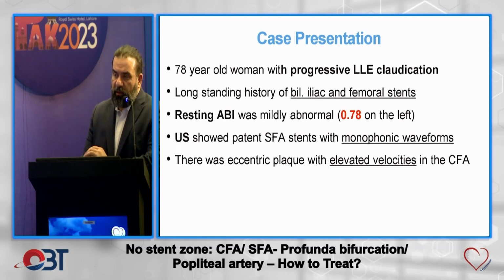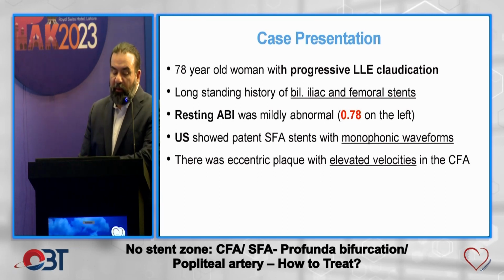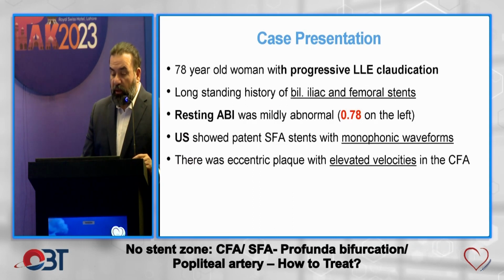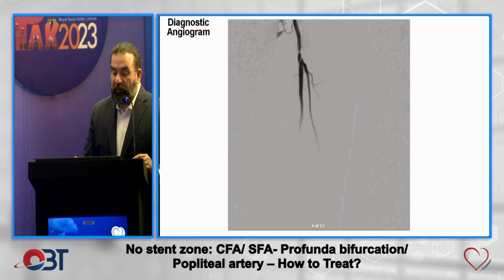However, they did not do a walking ABI. I suspect it would have been lower. However, the ultrasound did show that she had patent SFA stents with monophasic waveforms, suggesting there was proximal disease, and there was eccentric plaque with elevated velocities within the common femoral artery. We convinced her, or we talked about going for an angiogram. This is what the angiogram showed.